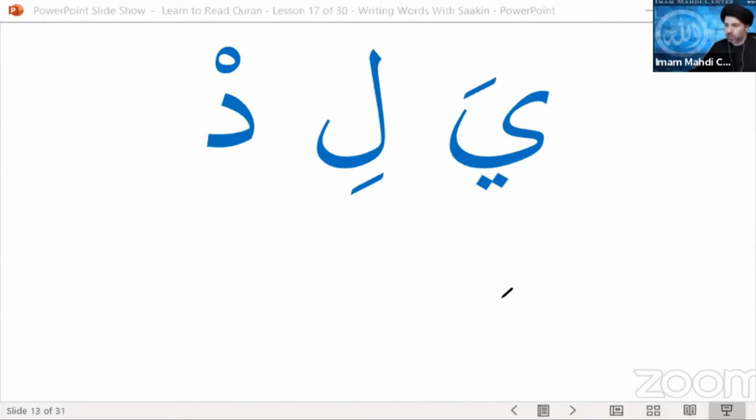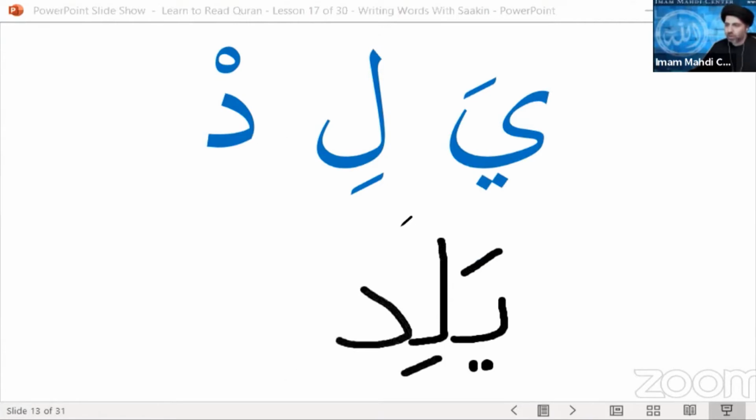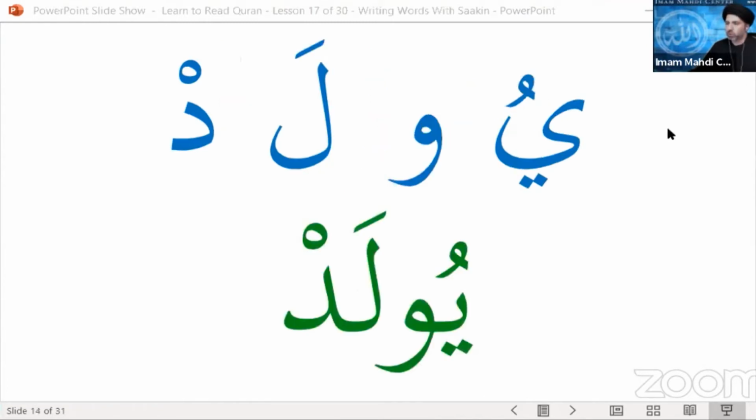So when you write it yourself, likewise, you write the lowercase ya with its two dots underneath, and it has a fatha in this word, so we write the fatha. Then we write the lowercase lam with its short extension, and the lam has a kasra, and then we write the dal with its sakin. So this is ya lid, yalid. So on to our next word.